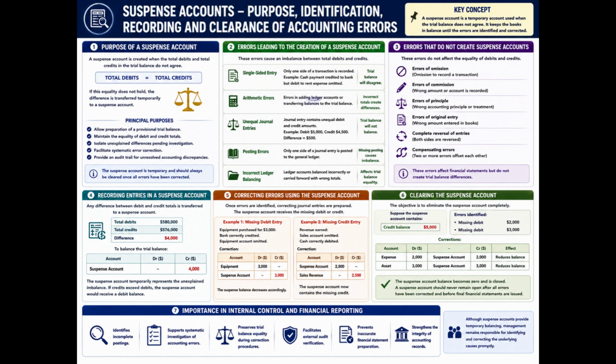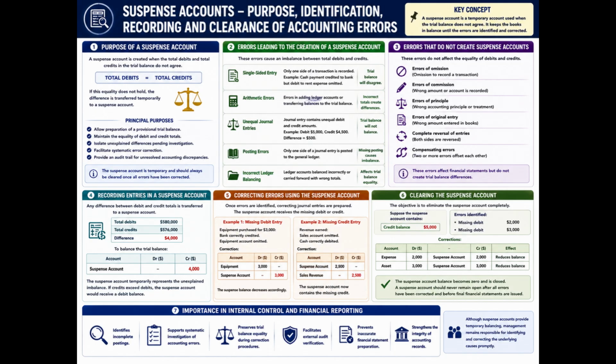Example 1. Missing debit entry. Equipment purchased for $3,000. Bank correctly credited. Equipment account omitted. Correction. Dr. Equipment $3,000. Cr. Suspense $3,000. The suspense balance decreases accordingly. Example 2. Missing credit entry. Revenue earned. Sales account omitted. Cash correctly debited. Correction. Dr. Suspense. Cr. Sales revenue. The suspense account now contains the missing credit.